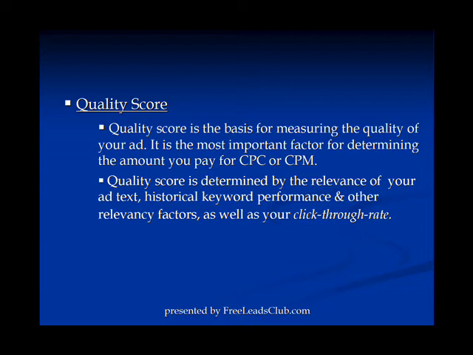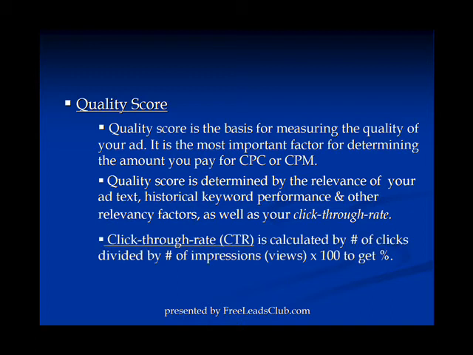The more relevant your ad is, the more often users will click on them. Click-through rate is calculated as number of clicks divided by number of impressions or views times 100 to return a percentage. So the higher your quality score, the less you pay for an ad position and vice versa. You can work to improve your quality score and lower your CPC.